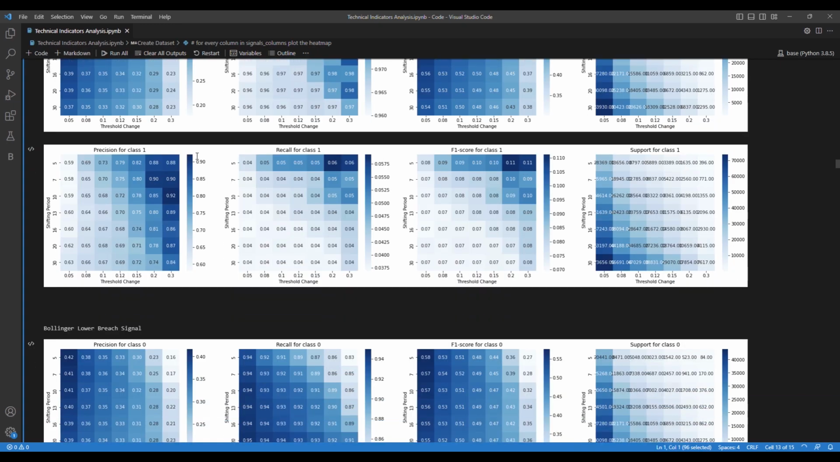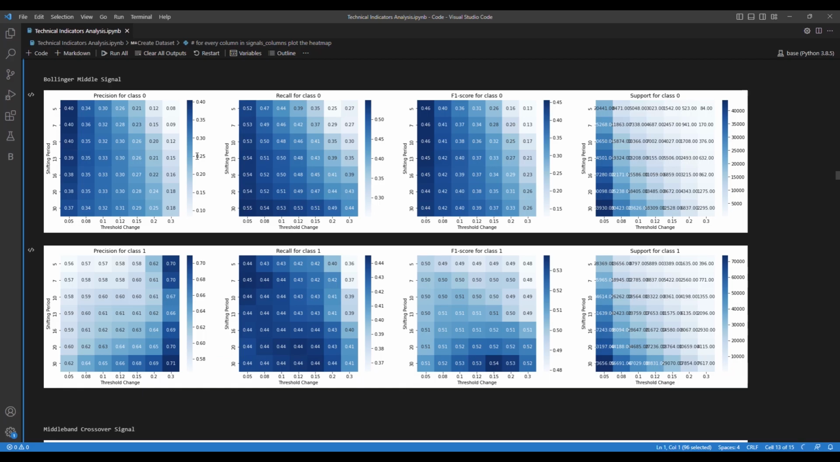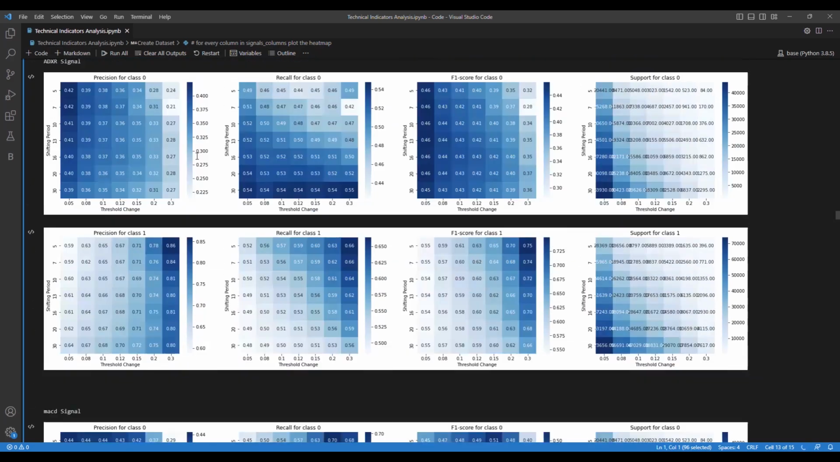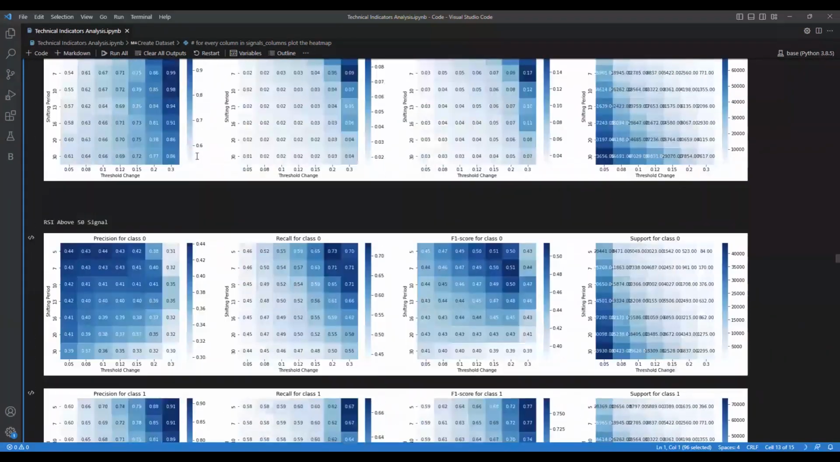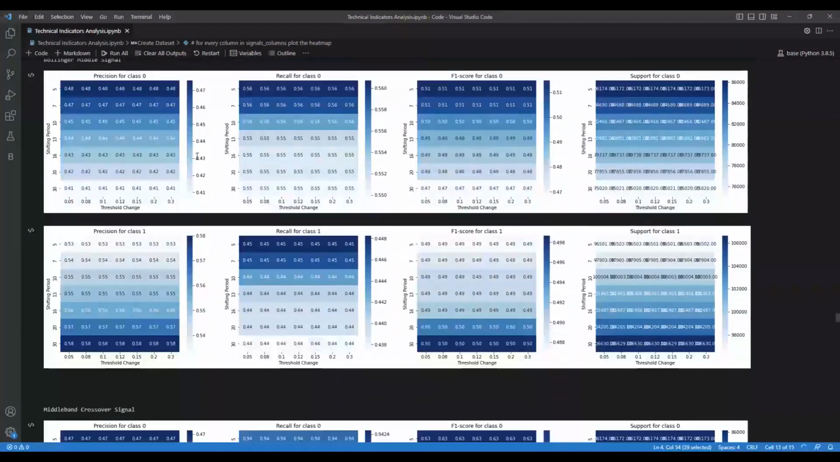You can download the notebook from the link in the description to start your own experimentation. Something I recommend trying out is to combine multiple signals together, since most strategies make use of more than one indicator for much more precise signals.